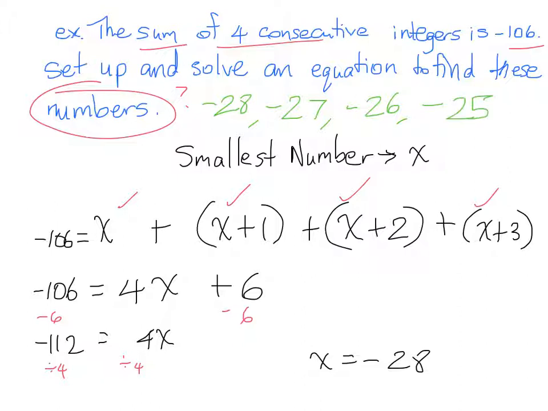So the last step, whenever we're solving these problems, we always want to make sure it makes sense. So we're going to take those numbers and put them back into the word problem. So the sum of these 4 numbers here, they're consecutive integers, should be negative 106. And if you do add those numbers up, you do in fact get negative 106. And so that is in fact your answer in green. All right, let's try another example.